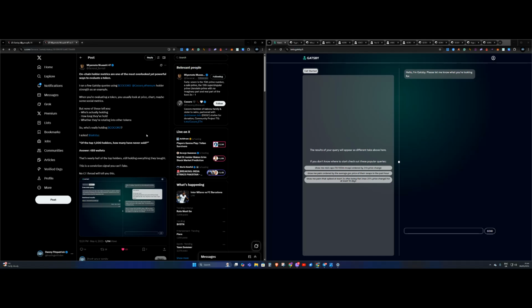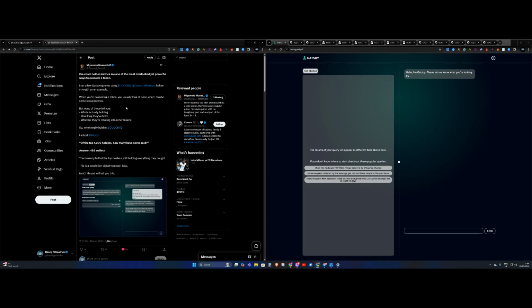So I was looking at the queries he's running on this token here. I'm not even sure how you spell it, sorry, how you pronounce it, so not going to try. But of the top 1,000 holders, how many have never sold? So we can have a go with that. I do need to get the token contract address for it to type in, so it knows what it is.